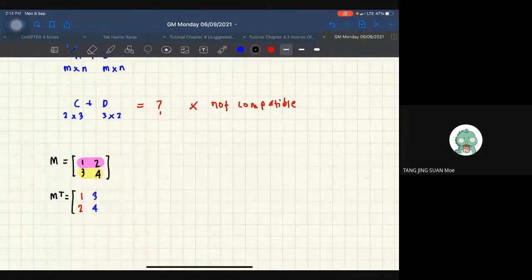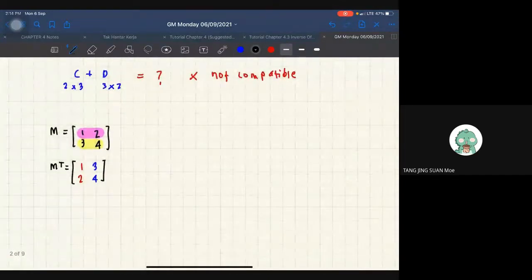So macam tu sahaja. Okay, so maksudnya awak akan tukar kedudukan segala row yang ada bertukar menjadi kolom dan segala kolom yang ada akan bertukar menjadi row. So salah satulah. So biasanya orang, kalau saya akan tukar row menjadi kolom. Tapi dia sama juga kalau awak tukar kolom jadi row pun. Benda yang sama juga.